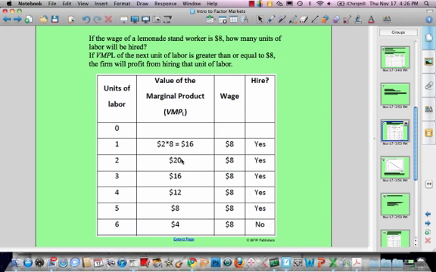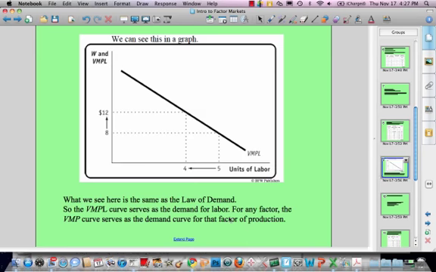And you can see here, if the value of the marginal product of labor of the next unit is greater than or equal to 8, we will hire and make profits by hiring that unit of labor. So you'll see we're hiring. We'll stop when the value of the marginal product is actually less than the wage. Or rather, we wouldn't hire this unit of labor. We'd stop after the 5th unit. We can also see this in a graph.